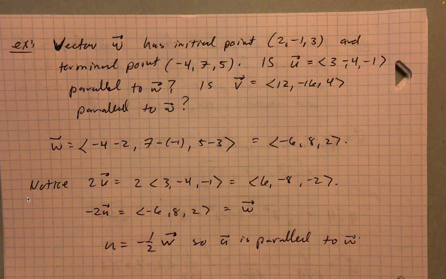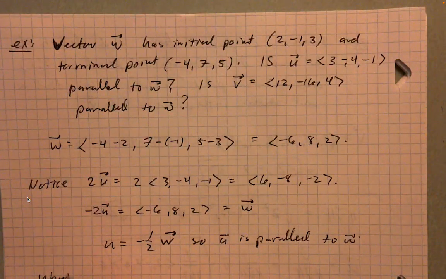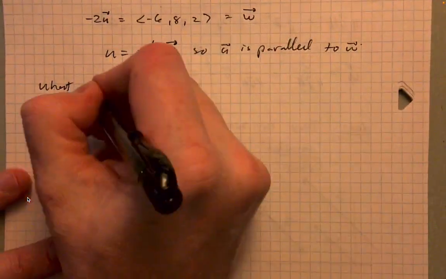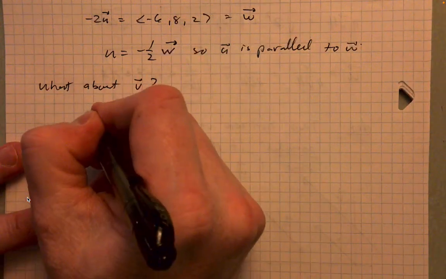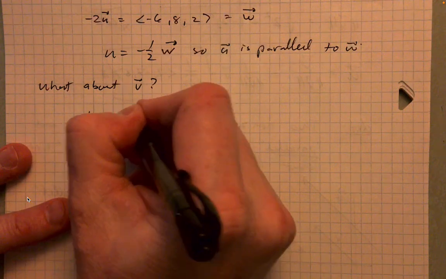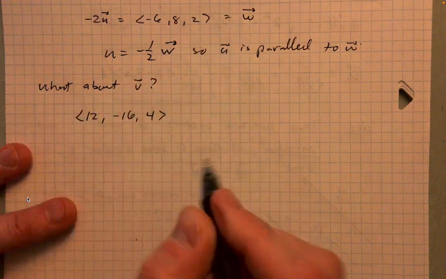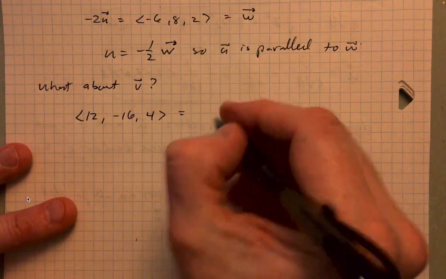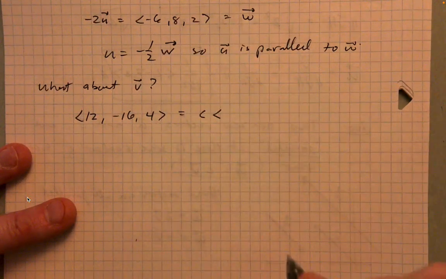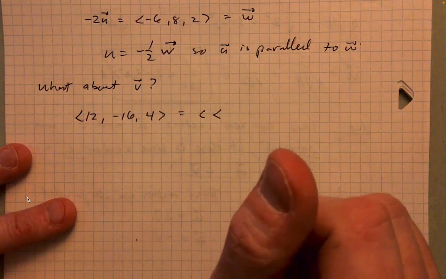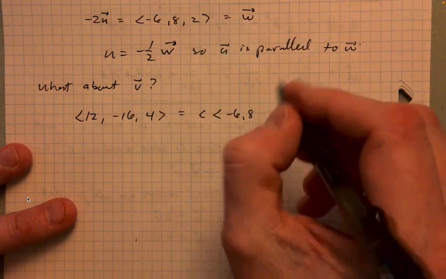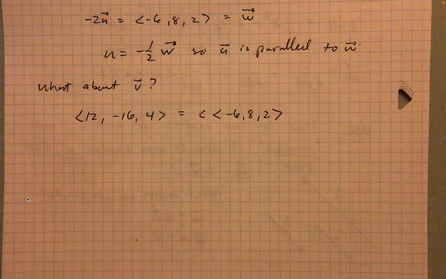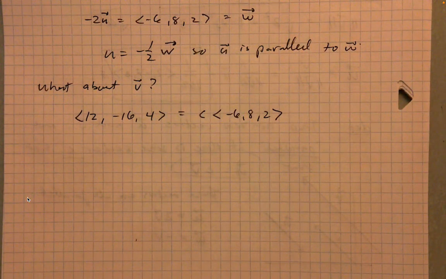What about the v vector? Right, so what about v? Well, we've got 12, -16, and 4. That's v. And we want that to be equal to c times our w vector, which is -6, 8, and 2. That's what we want. We want to figure out if such a c exists.